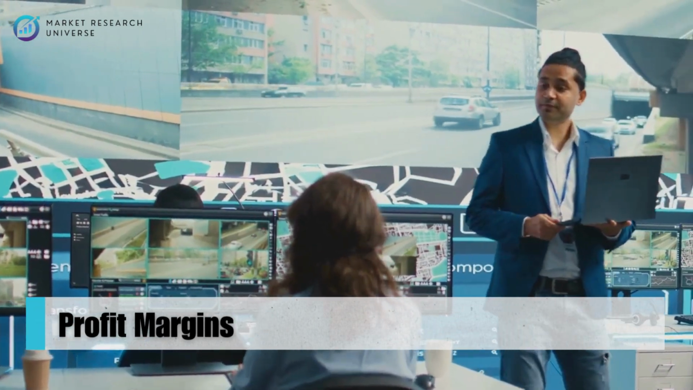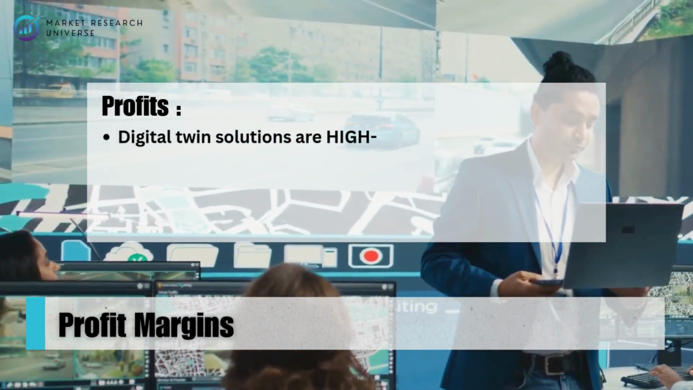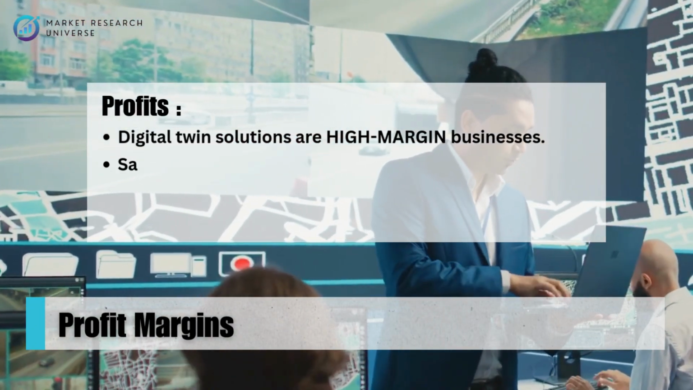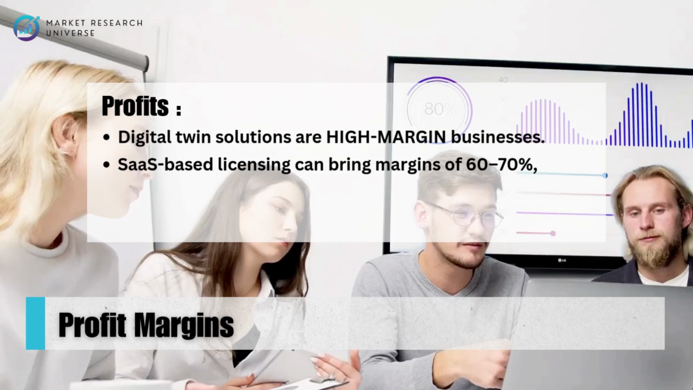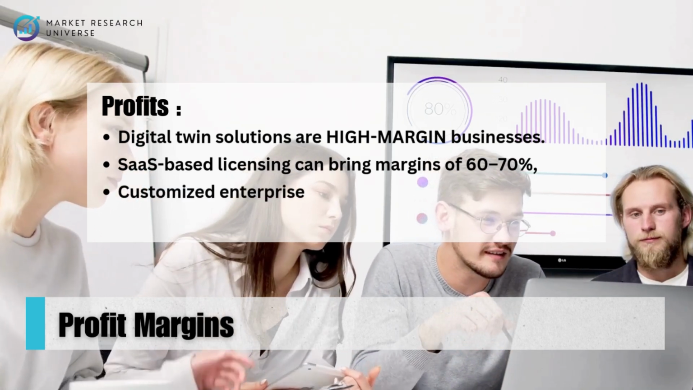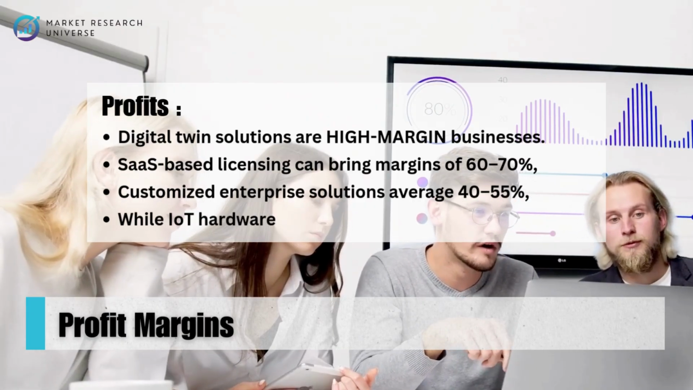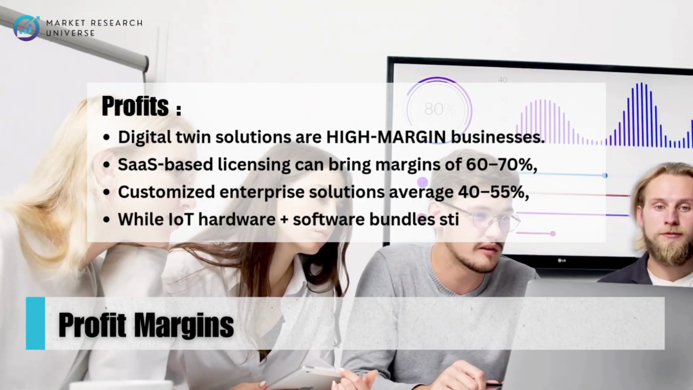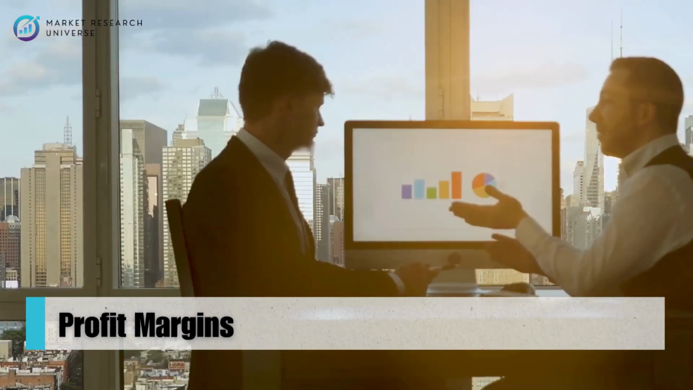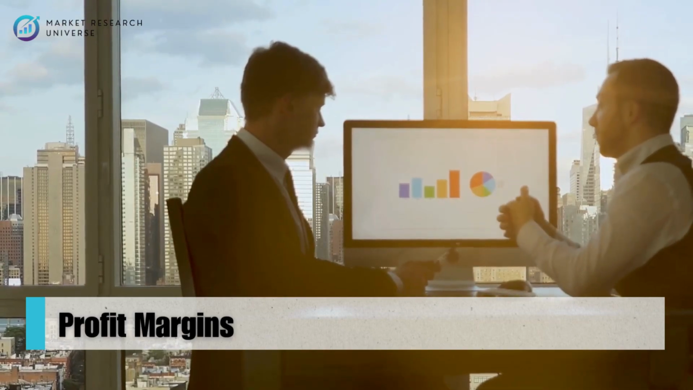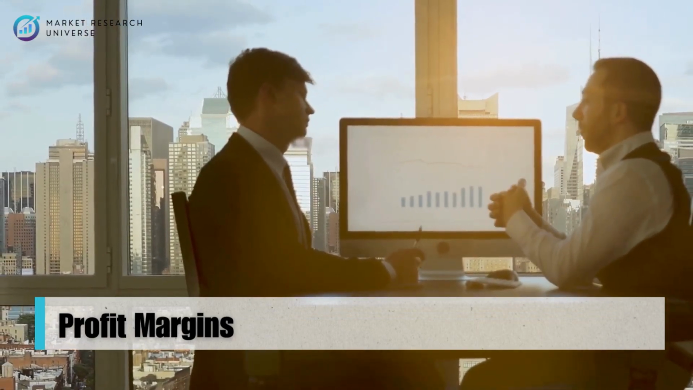6. Profit margin. Digital twin solutions are, honestly, high-margin businesses. SaaS-based licensing can bring margins of 60 to 70%, which is pretty impressive. Customized enterprise solutions tend to average about 40 to 55%, while IoT hardware and software bundles still yield a solid 30 to 40%. Most businesses can expect to break even in about 18 to 24 months, once those enterprise contracts start rolling in.